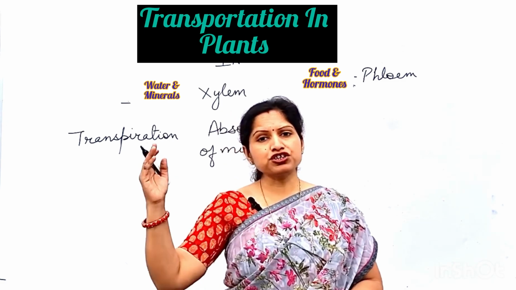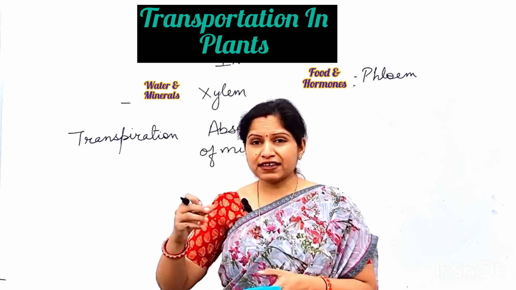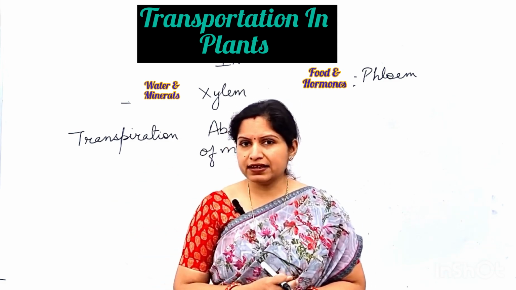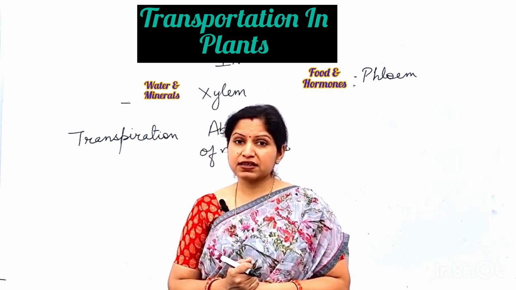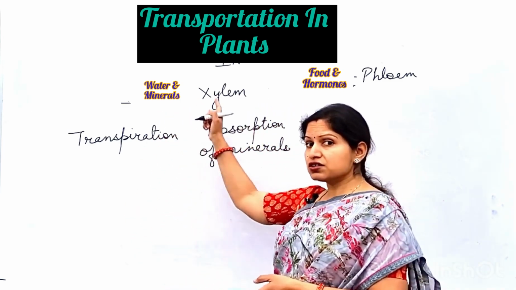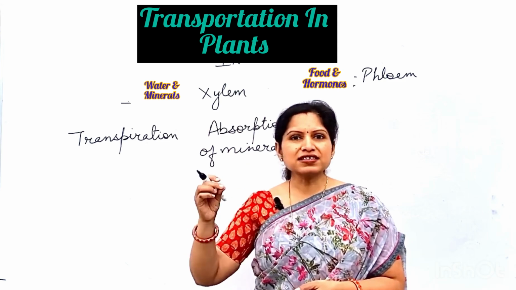Transpiration means evaporation of water from the surface of leaves. So, when water gets evaporated from the surface of the leaves, the water in turn is absorbed by the roots from the soil. Let's see how it happens. Xylem is a continuous column. Transportation of water occurs through xylem, and this xylem is a continuous column. It's just like a straw.